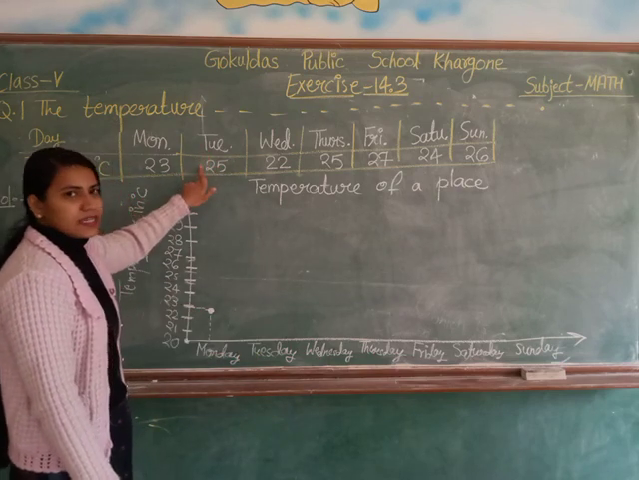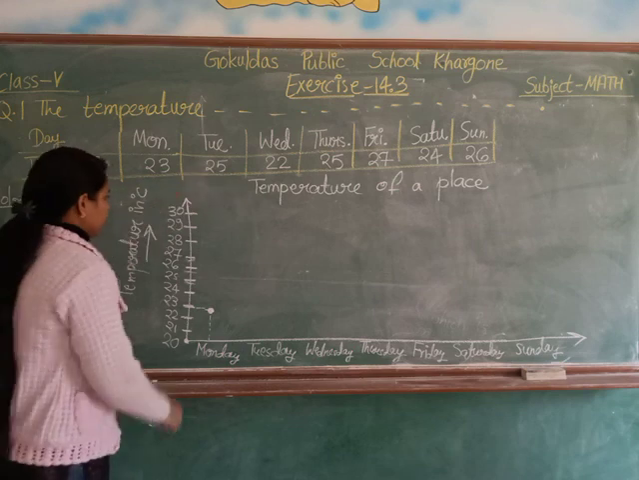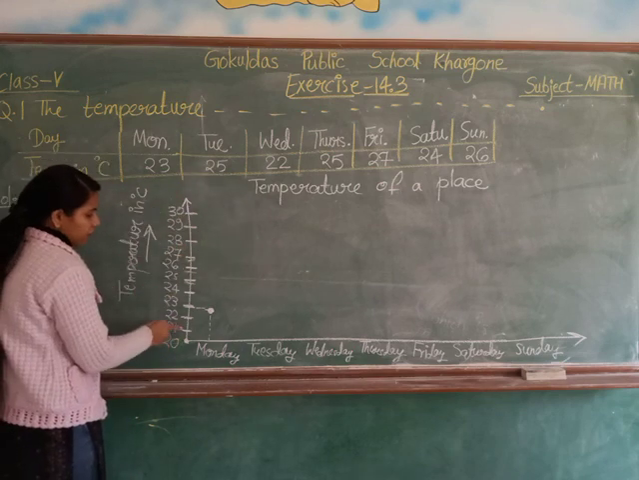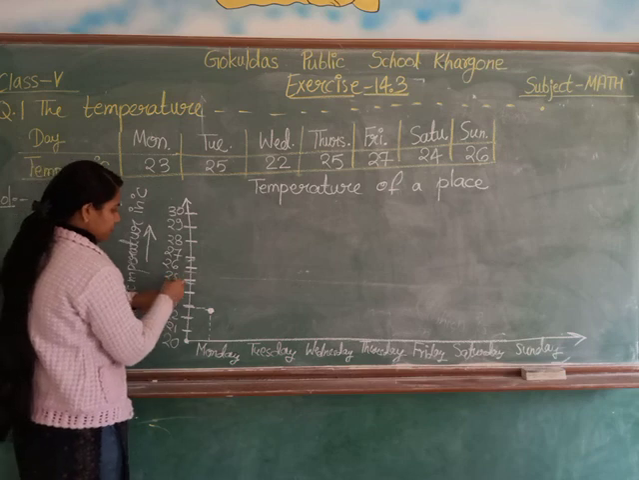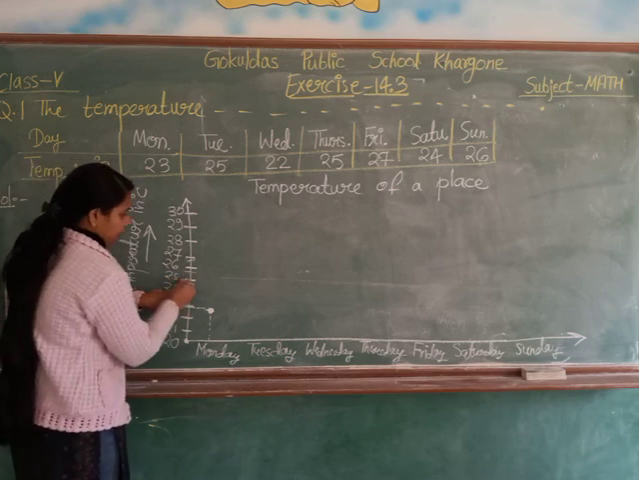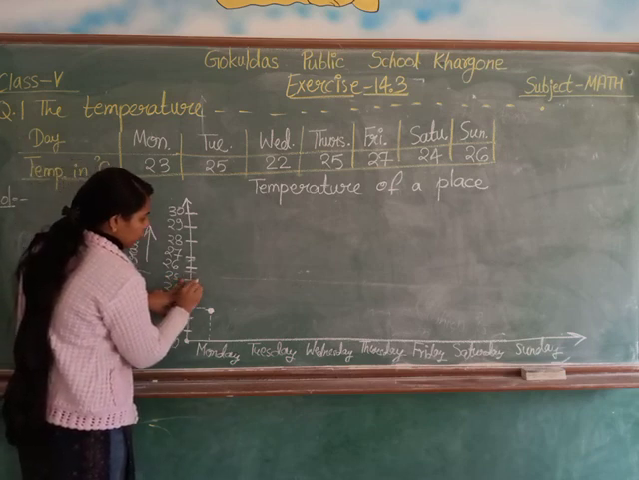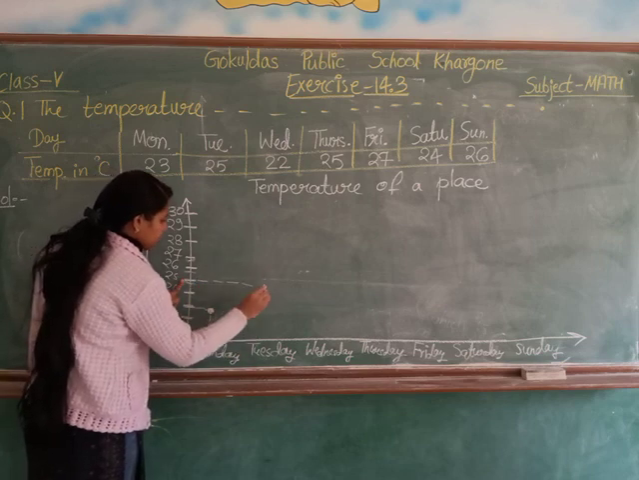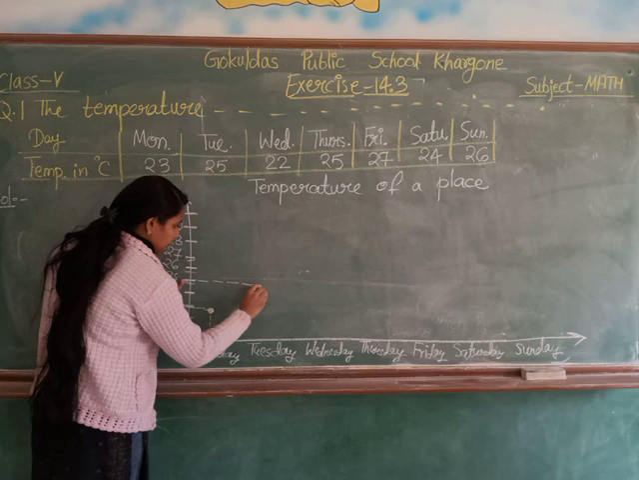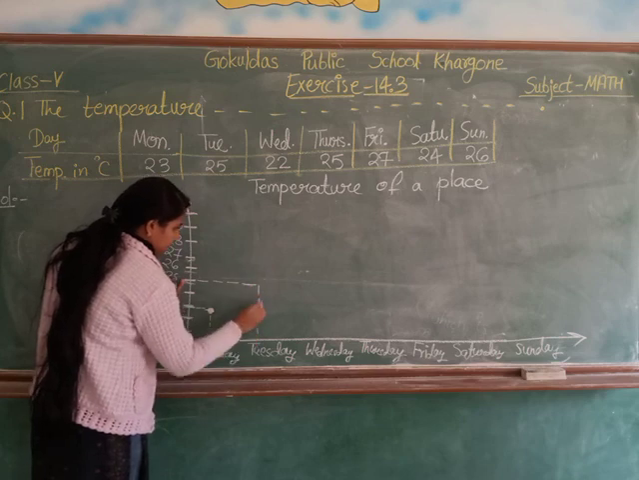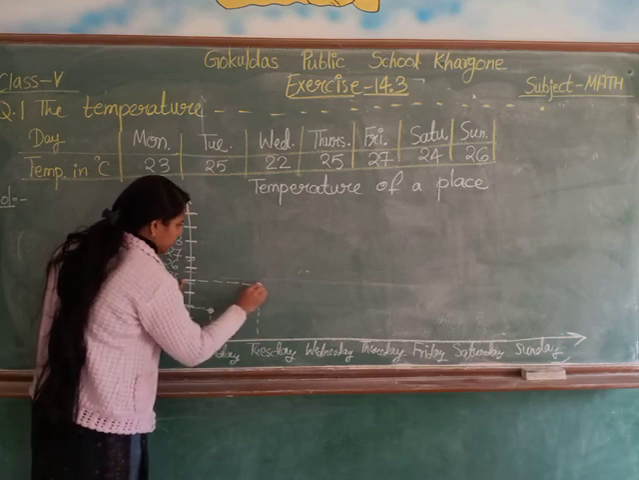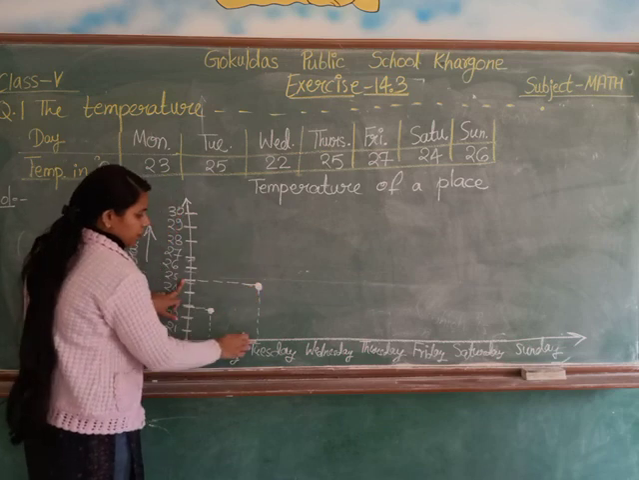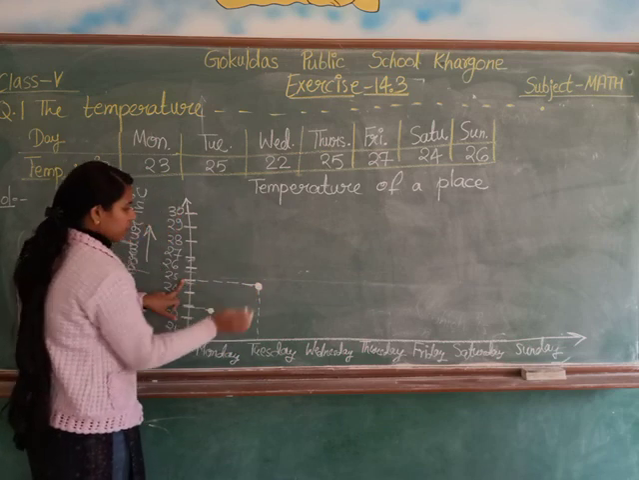On Tuesday, what was the temperature? It was 25. So on the vertical line, find the 25. 25 is here. Right? So we will see Tuesday and 25. It would be the intersection point of Tuesday and 25.